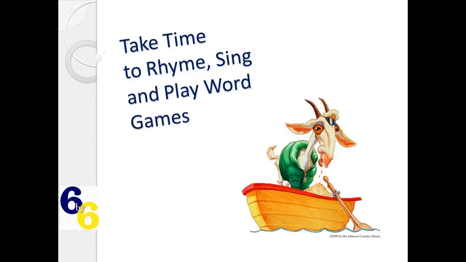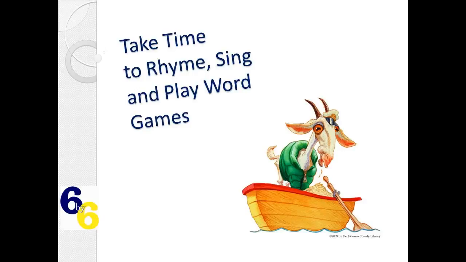Our next skill is take time to rhyme, sing, and play word games. And these are all ways that get children to hear the smaller sounds in words. So this is also something that is important when children are learning to sound out words. They need to be able to hear the smaller parts of words. And ideas that go along with this skill are to sing and play music often. Music helps kids hear the smaller sounds in words.